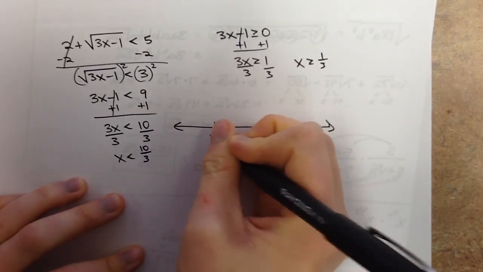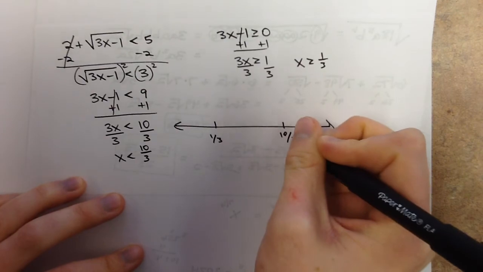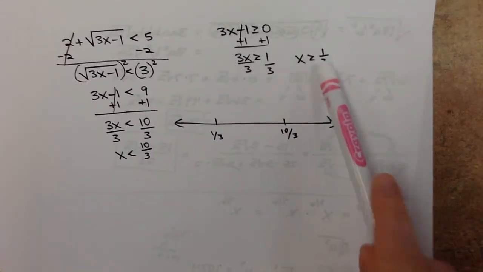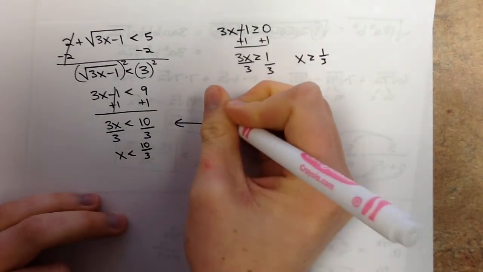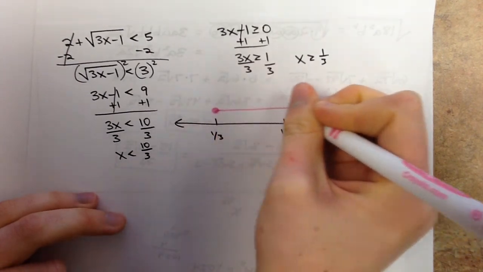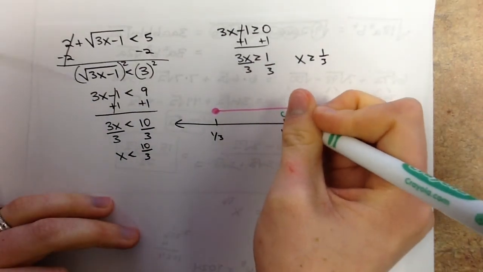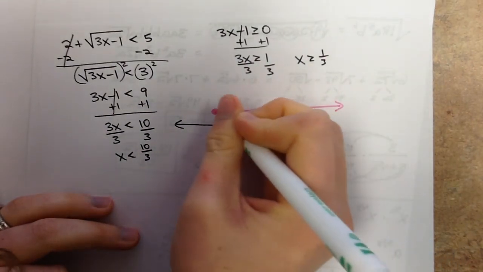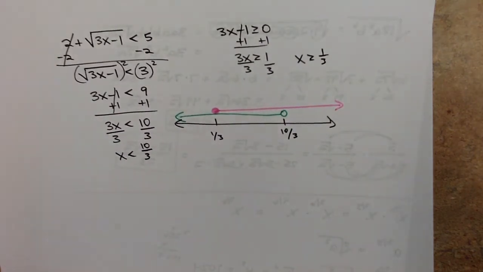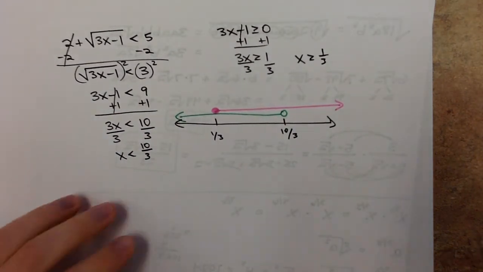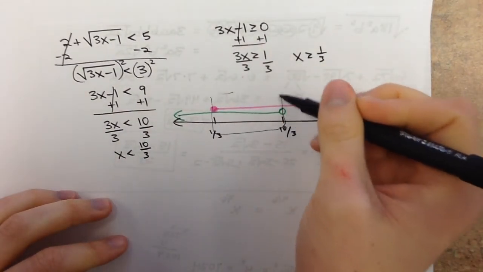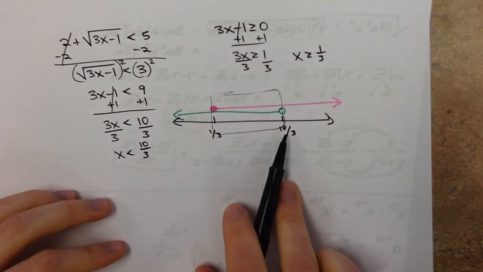So here's 1/3. Somewhere down the line here is 10/3. So in pink, I'm going to show this restriction right here. So greater than or equal to 1/3 would be closed circle, shaded off to the right. Less than 10/3 would be an open circle, shaded off to the left for less than. Okay? My goal here is to look for the overlap. Here is the overlap, right here, in between those two values.